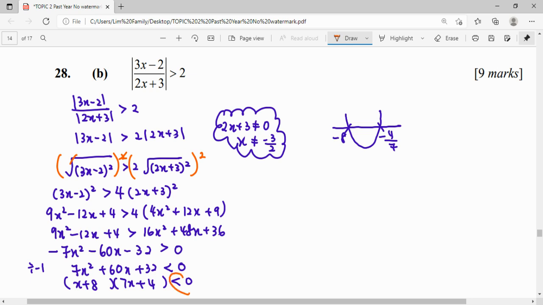And we see here our region, as we simplify our quadratic inequality, this is less than 0, which means we're going to take the negative region, which is the region below the x-axis. So finally our answer will be negative 8 less than x less than negative 4 over 7. So put in set. And don't forget to take x cannot equal negative 3 over 2, as it is the originality of the question.